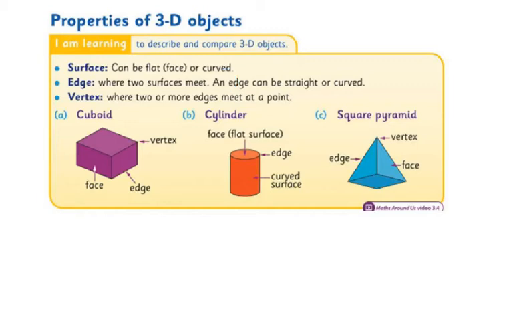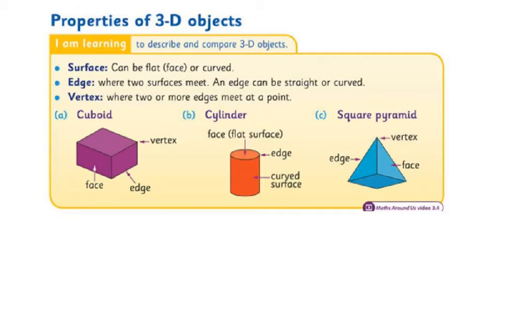The edge, where 2 surfaces meet, an edge can be straight or curved. And the vertex, where 2 or more edges meet at a point. So we'll go through those using the examples of the cuboid, cylinder, and square pyramid.